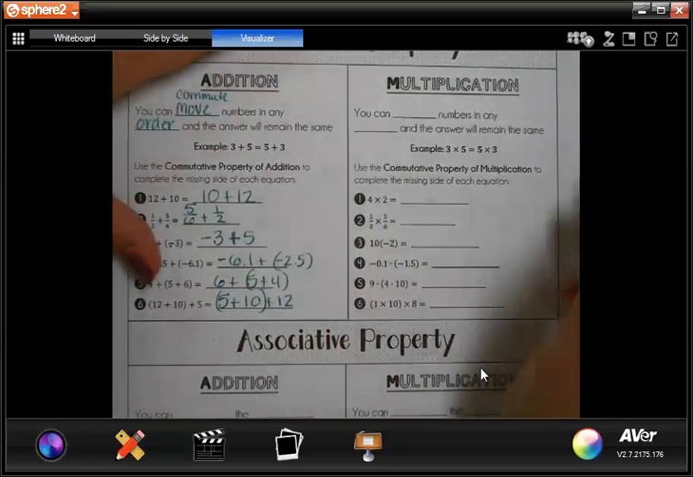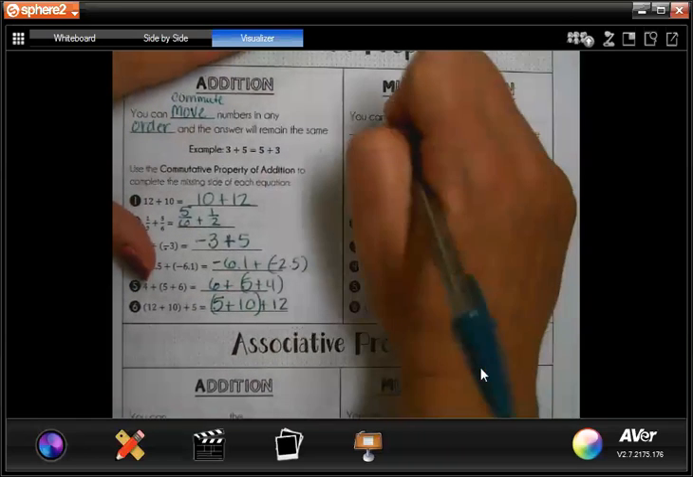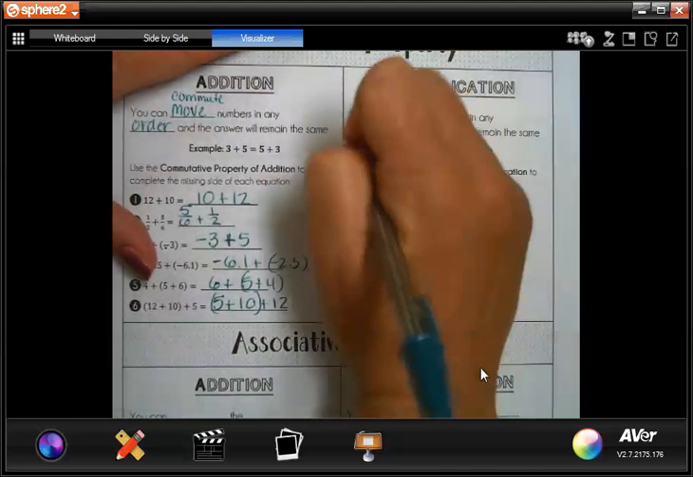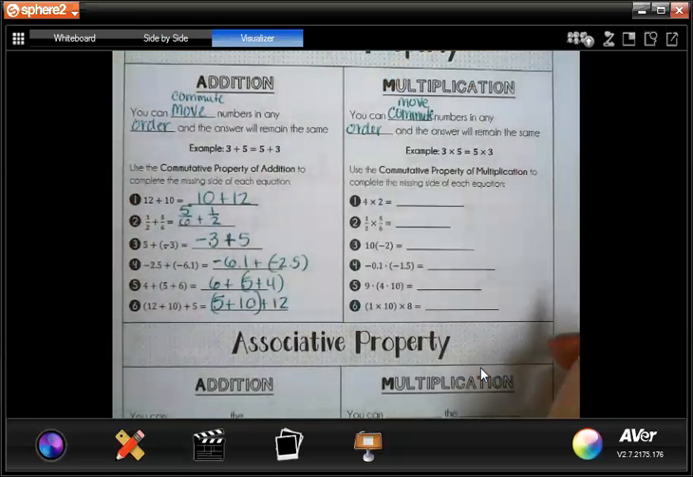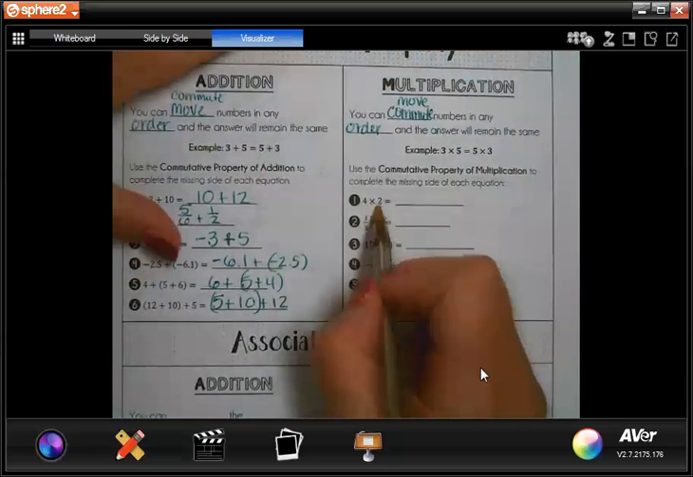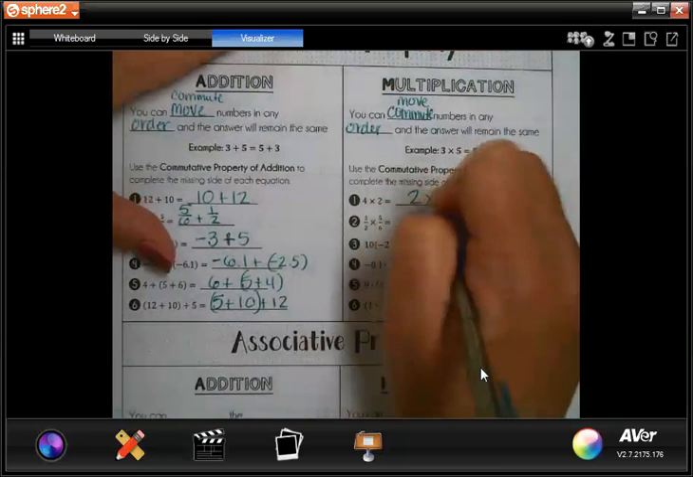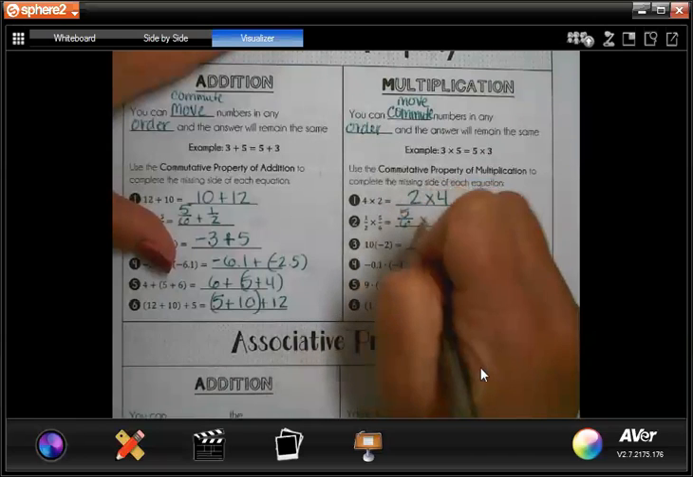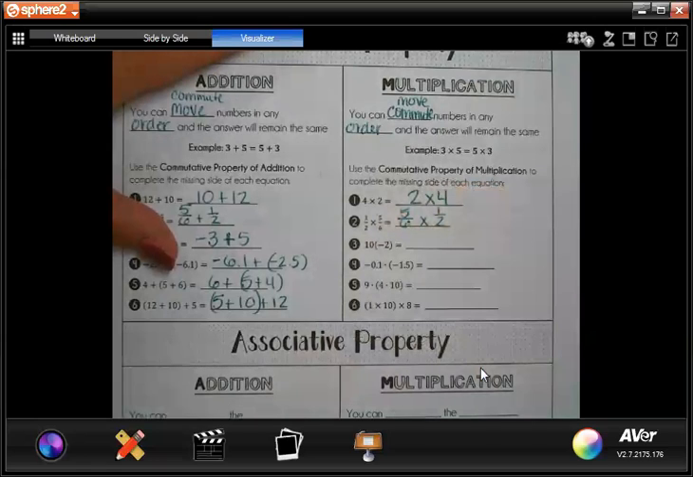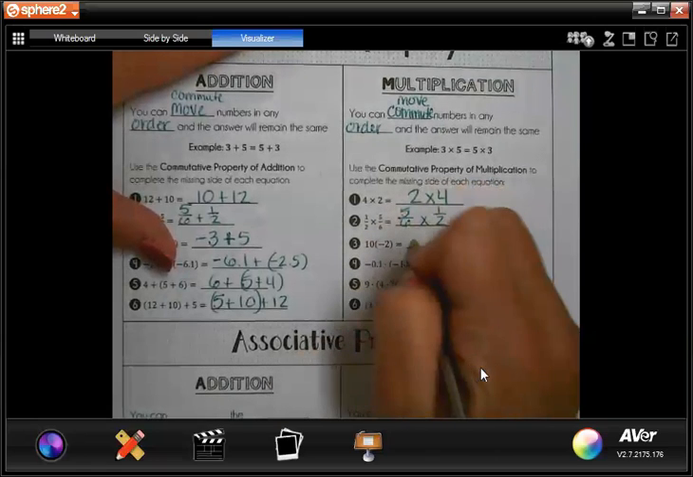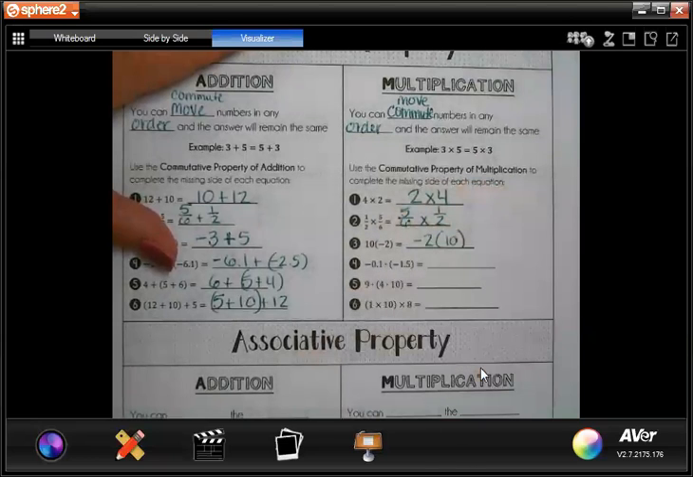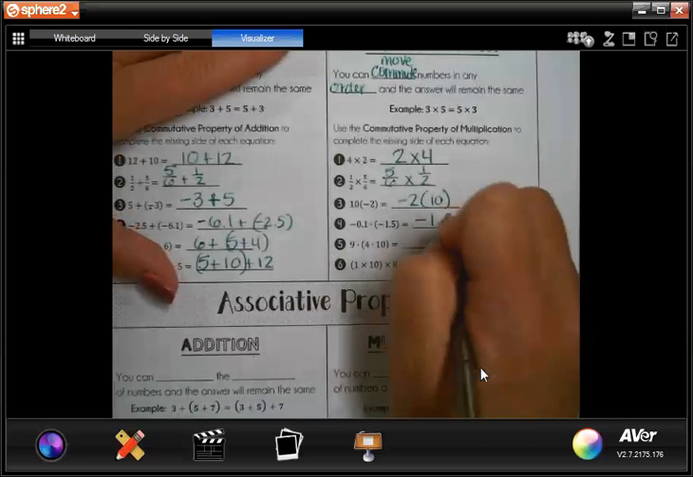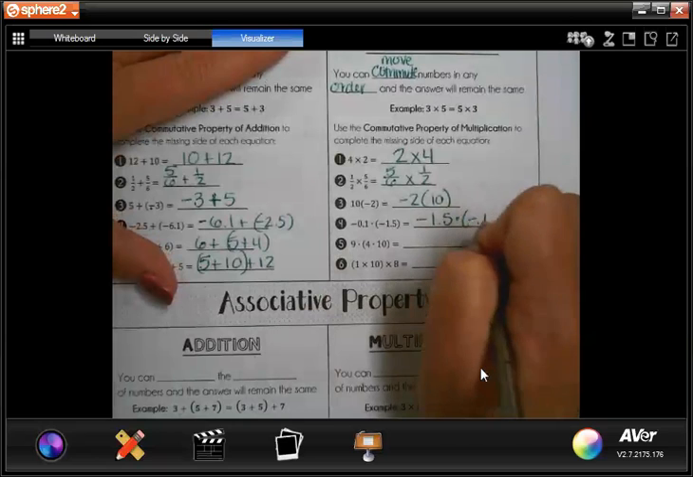So multiplication, you can move, or commute, numbers, move in any order, and the answer will still be the same. So 4 times 2 is 8. Well, guess what 2 times 4 is? Still 8. 1/2 times 5/6 is the same as 5/6 times 1/2. No matter what you do, it's going to come out to be the same. 10 times -2 is the same as -2 times 10. -1/10 times -1 5/10 is the same as -1 5/10 times -1/10.